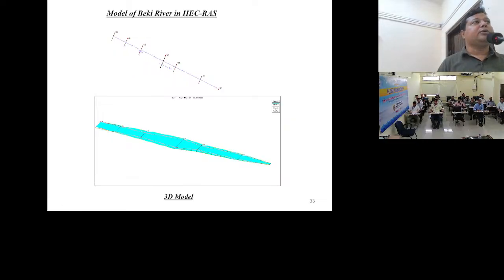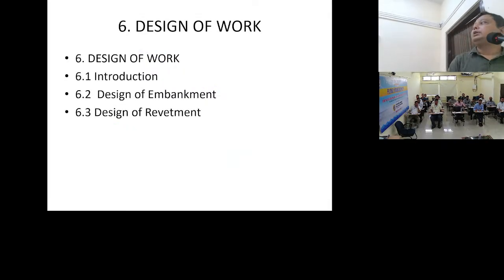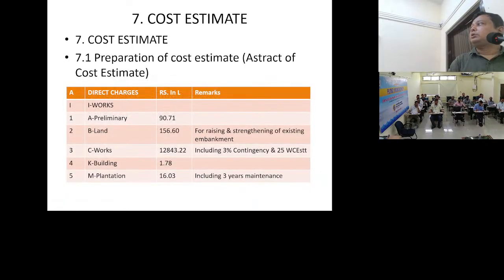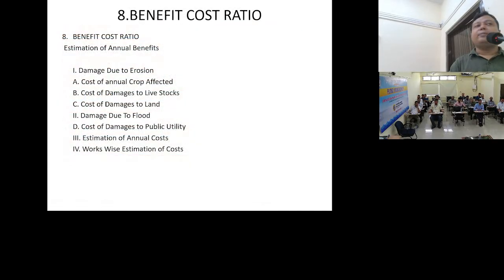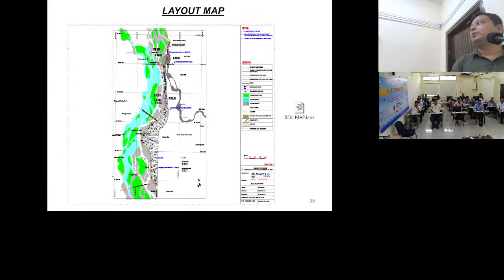This is for information also. Anybody interested should come next month. We will write to your departments, and we will teach how to do model studies now because it is compulsory in your preparation of DPR. Then we will go for the design of works, cost estimate, then BC ratio. It will be scheduled and planned so that you cover the training program in DPR preparation chapter wise. This is for information purpose only.